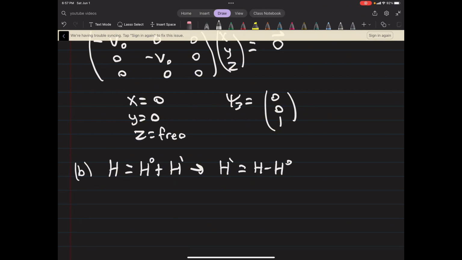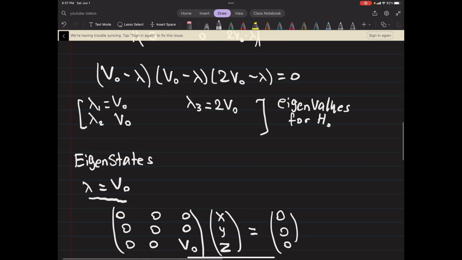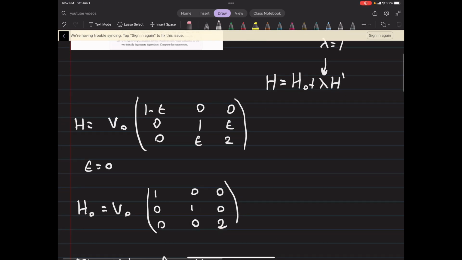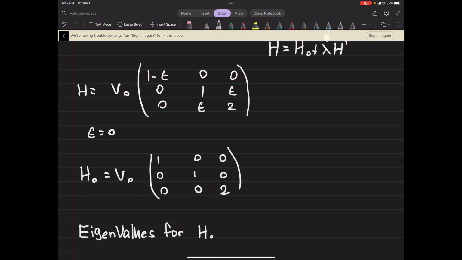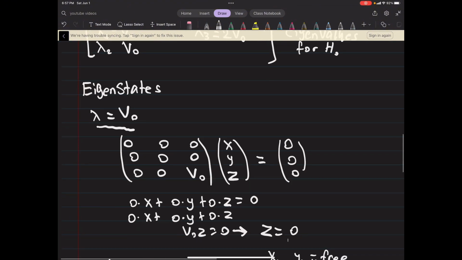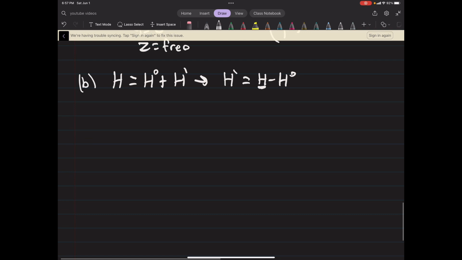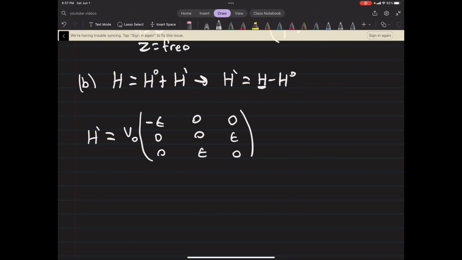Okay? So then, h prime is the perturbed, or the original h that we had above, minus our unperturbed, which we have over here. So we have to do h minus h naught to get h prime. So our h prime vector is going to be minus epsilon 0, 0, v naught, 0, 0, epsilon, 0, epsilon, 0. Okay, if we just do this little matrix arithmetic.